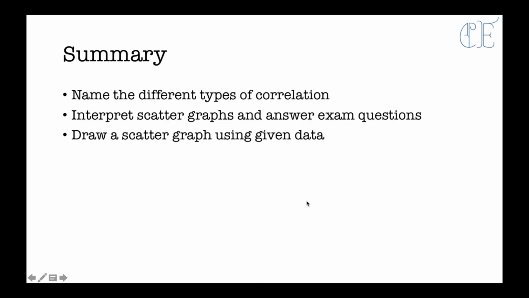Okay, so you have named different types of correlation, you've interpreted scatter graphs and answered some exam questions, and based on the fact that I've shown you how to draw those graphs as well, you should be able to draw a scatter graph using given data now.